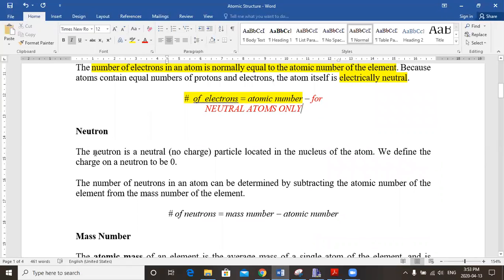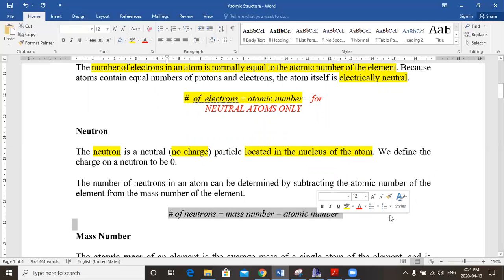The neutron is a little different. The neutron has no charge. It is said to be neutral. It is located as well in the nucleus of the atom. And because it has no charge, we say that the charge on a neutron is 0. So the neutron is located in the nucleus of the atom as well as the protons. The number of neutrons in an atom can be determined by subtracting the atomic number of the element from the mass number.